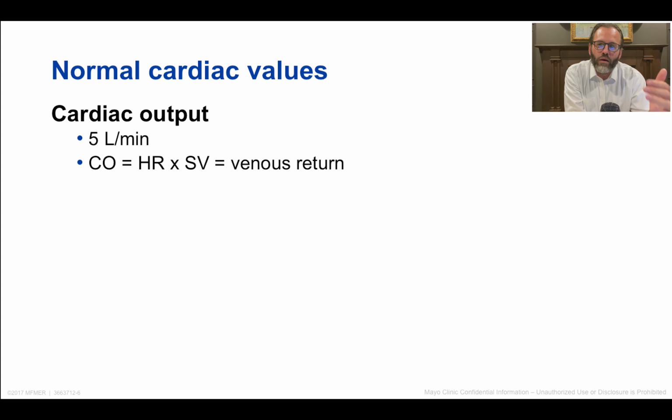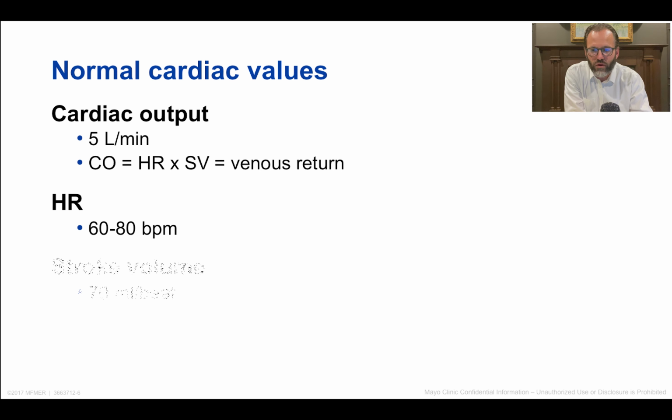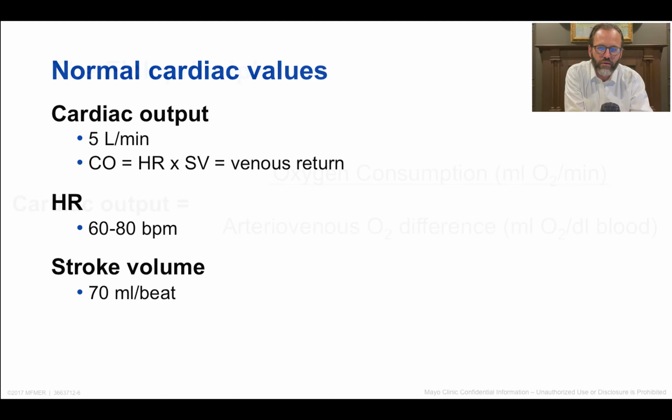And so when we look at normal cardiac values, for example, cardiac output is normally about 5 liters per minute in a 70 kilogram male. Cardiac output is equal to the product of heart rate and stroke volume. Of course, cardiac output in steady state has to equal venous return. Heart rate, as we've discussed before, is between 60 and 80 beats per minute in a normal healthy individual, and stroke volume is roughly 70 mils per beat.